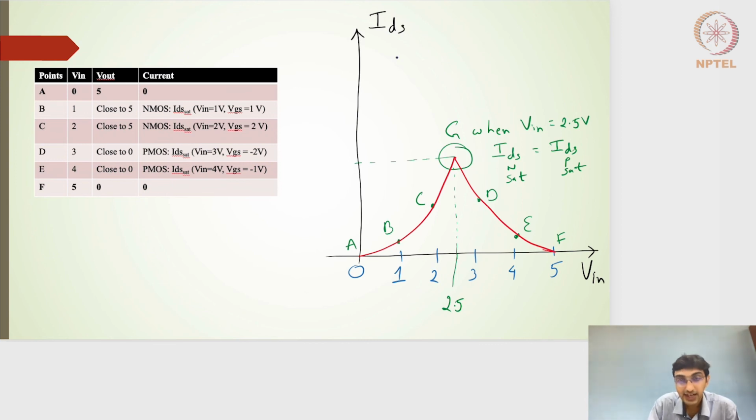And then this is another profile of IDS with respect to input voltage. The earlier one was IDS with respect to output voltage. So I've drawn, with respect to the input voltages, those series of points A, B, C, D, E, F. And then this is one point, the G point, where the input is 2.5 volts and where the NMOS and PMOS saturation currents are equated.